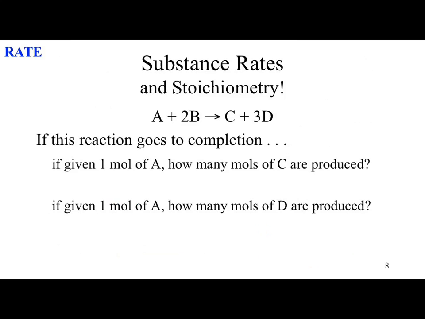Okay, so now what we're going to do is start to incorporate stoichiometry into this. If our reaction goes to completion, if I start with 1 mole of A, how many moles of C are produced? 1. How do you know it's 1? The mole-mole ratio that we find in our balanced equation. What happens if I start with 1 mole of A? Or sorry, how many moles of D are produced? 3. Again, from our stoichiometric equation.